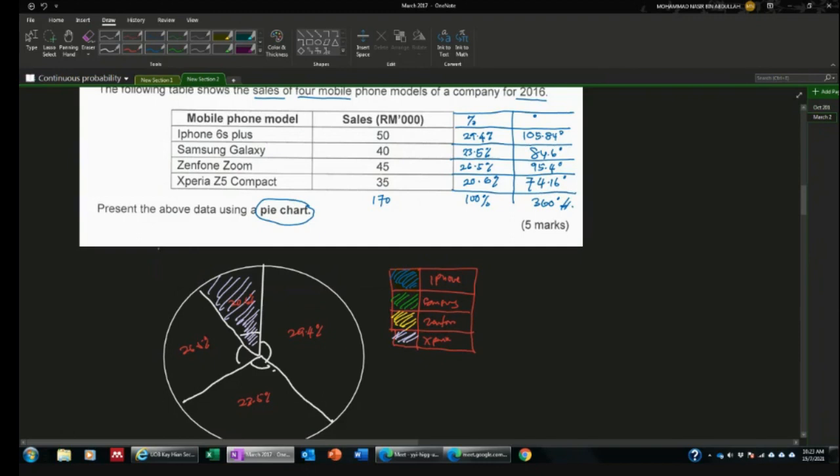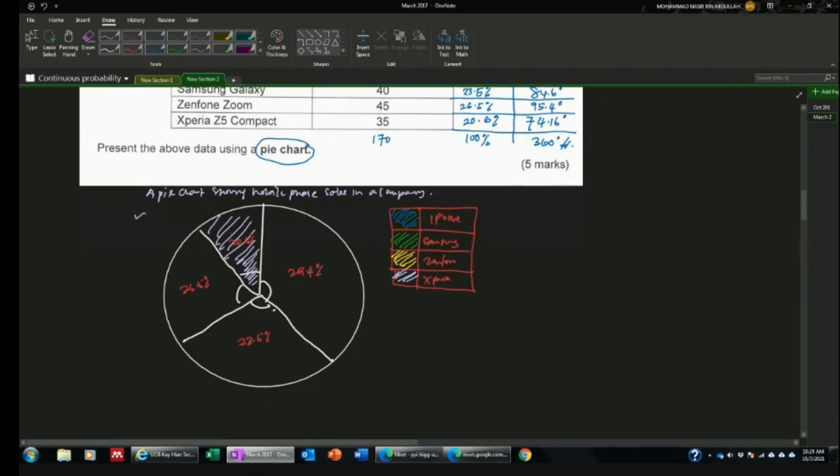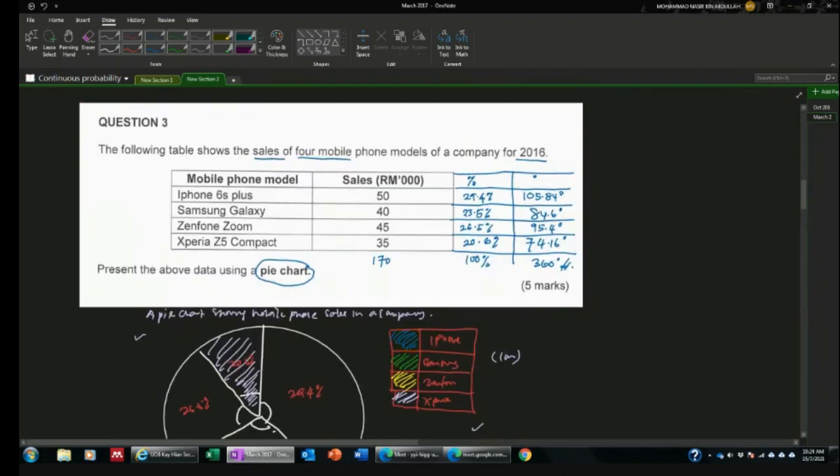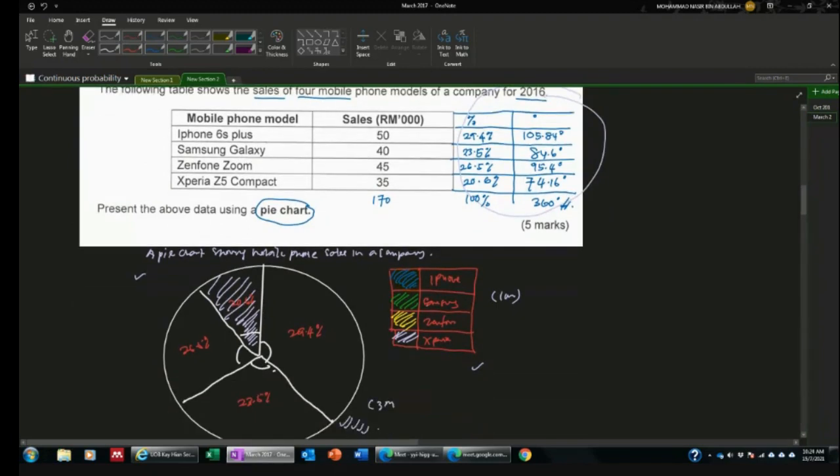You don't forget to write down a title, a pie chart showing mobile phone sales in a company. Right. So baru dapat 5 marks. So this is half, and then this one to be 3 marks. Right. This is 3 marks. This is total here is 1 marks. Another 1 marks came from the calculation. Right.